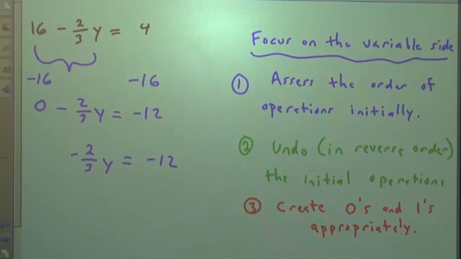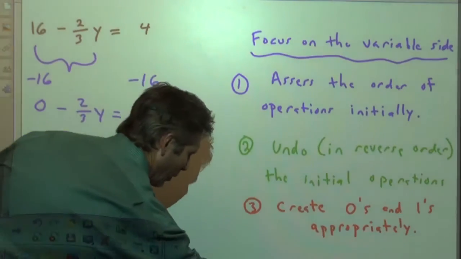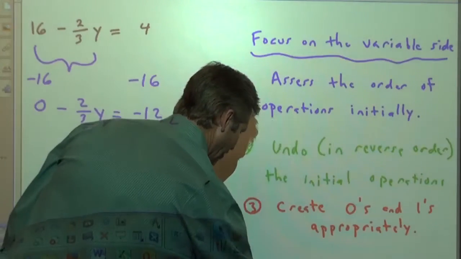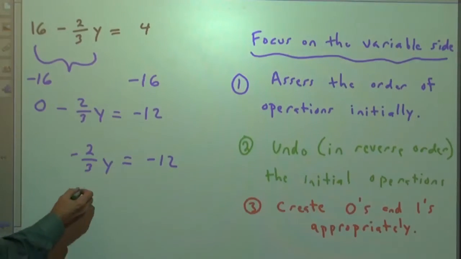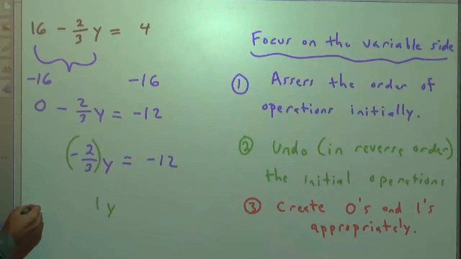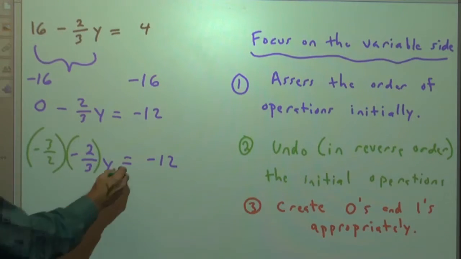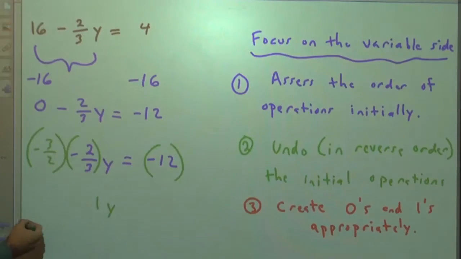To undo multiplication by this fraction, we could either divide by the fraction, or I'd rather say, you know what, my goal is to create 1 times y. I know how to create 1 times y. I'll multiply by the inverse of that fraction, so I create the number 1. That's what inverses do. And whatever we do to one side, we'll do to the other side.